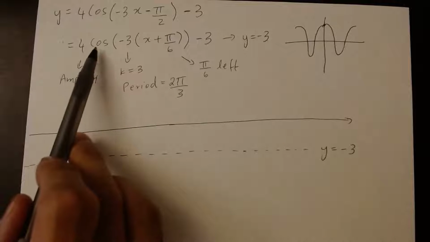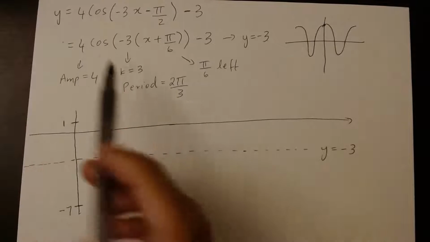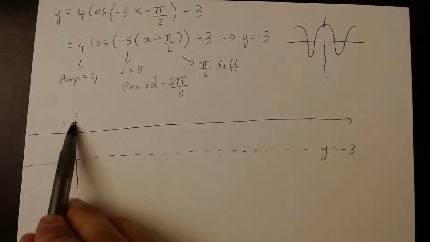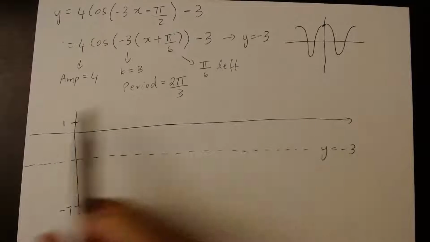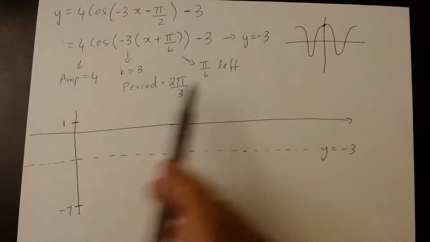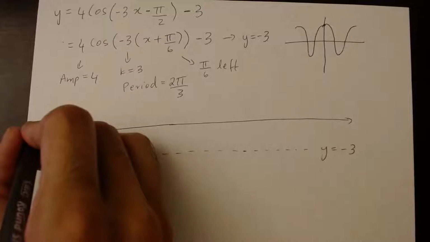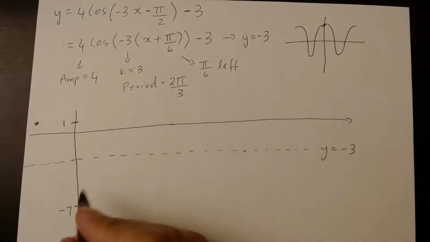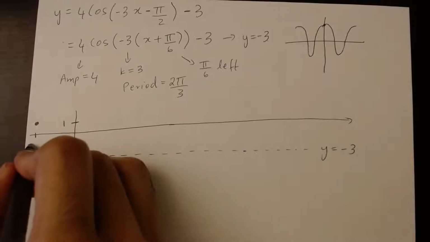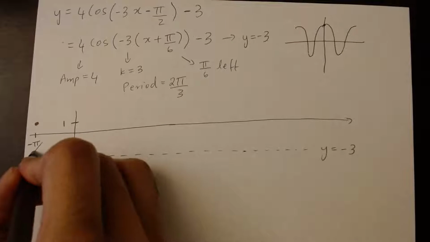So this is a positive cosine graph. A positive cosine graph starts at my maximum usually. So it would normally start here, but it's phase shifted pi over 6 to the left. So I'm going to phase shift this to the left by pi over 6. So this over here is going to be -pi over 6.